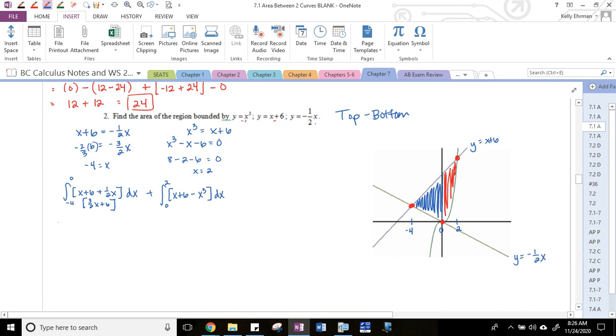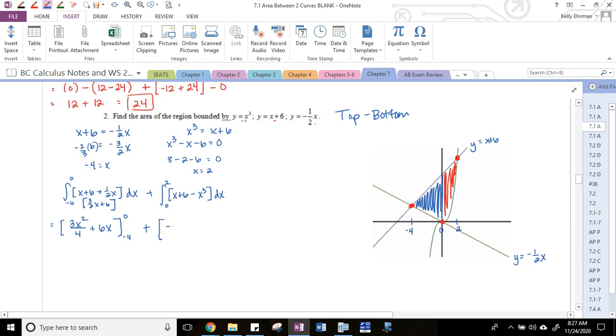All right, and then when I find the antiderivative, this becomes 3 over 2 times x squared over 2. So 3x squared over 4 plus 6x evaluated from -4 to 0. And then we have here, I'm going to go in order.